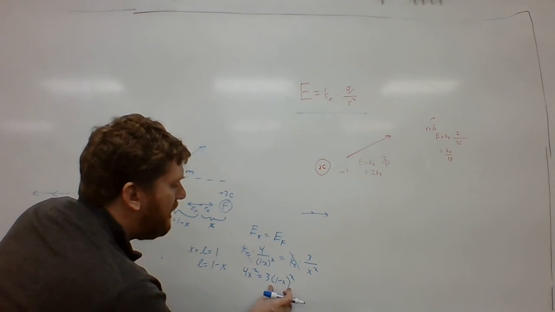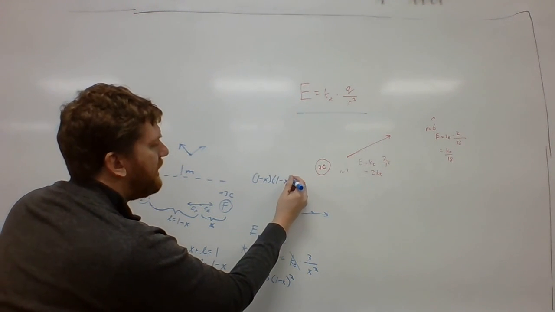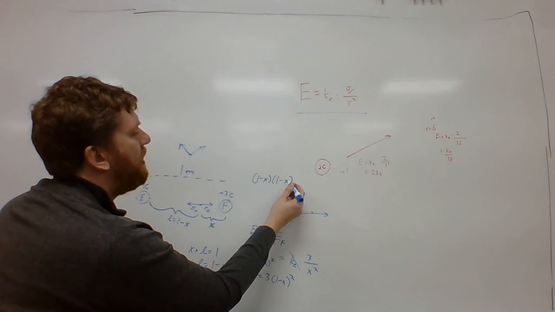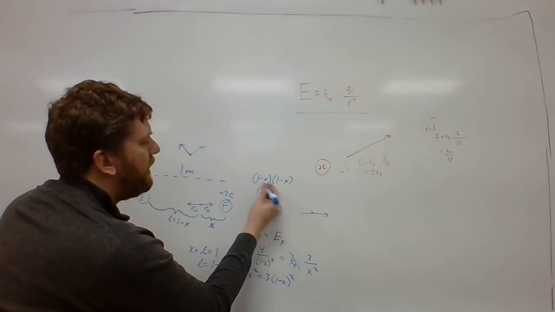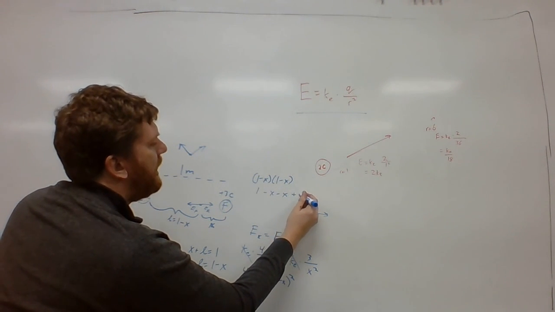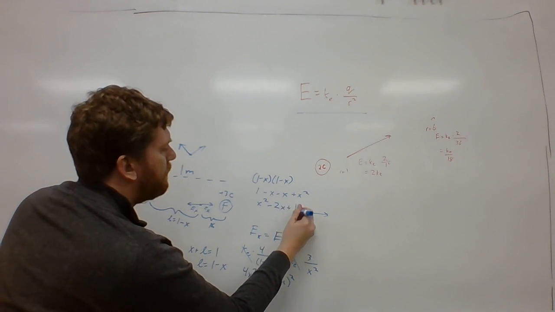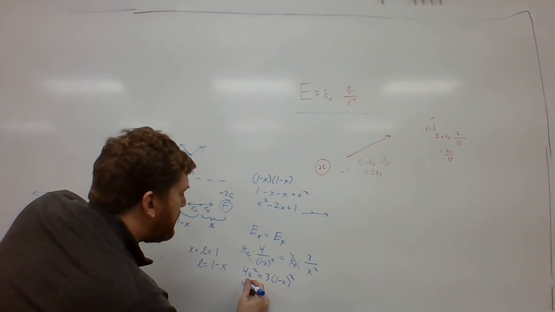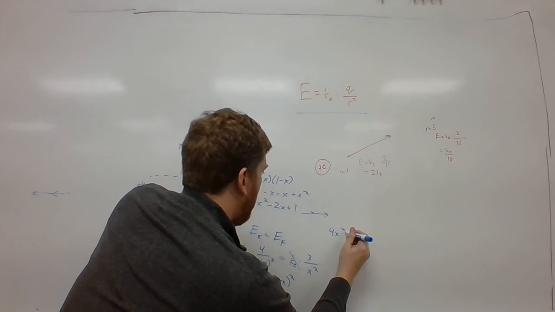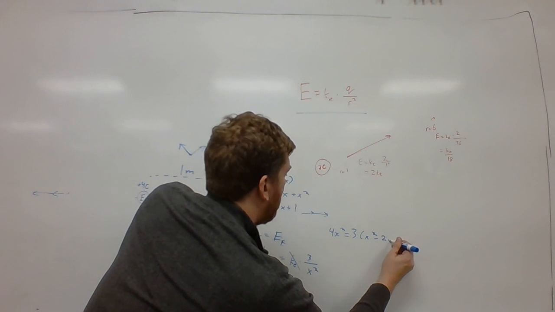Now we can multiply out whatever's in the parentheses. (1 minus x) squared is 1 minus x times 1 minus x. I do the first, outer, inner, and then the last. So 1, multiply these two together, minus x, then minus x, plus x squared. So my equation is 4x squared equals 3 times (x squared minus 2x plus 1).